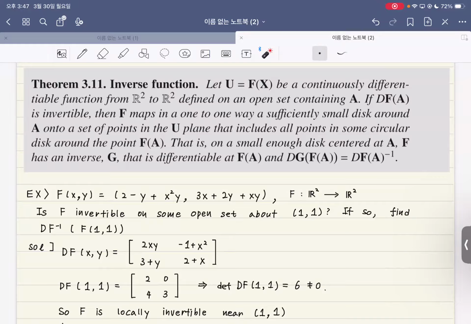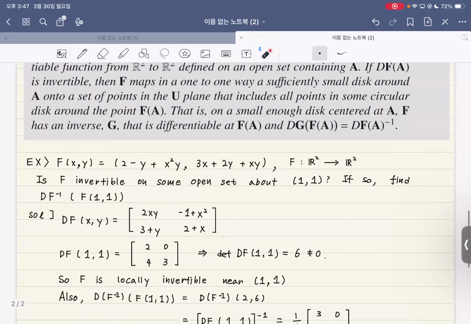And we are wondering whether or not the function f is locally invertible around this point, (1, 1). And if this is locally invertible, then I am supposed to find the matrix derivative of that local inverse function at this point, f of (1, 1). What is f of (1, 1), by the way? If I plug in x equals 1 and y equals 1, then it's going to be 1.